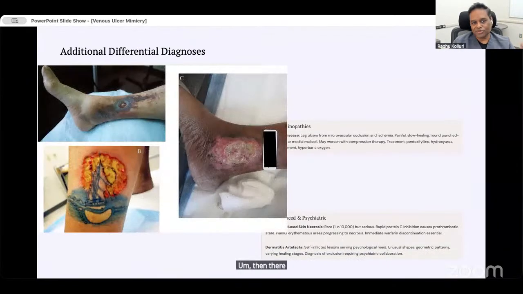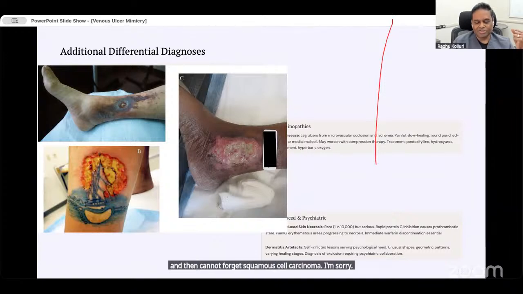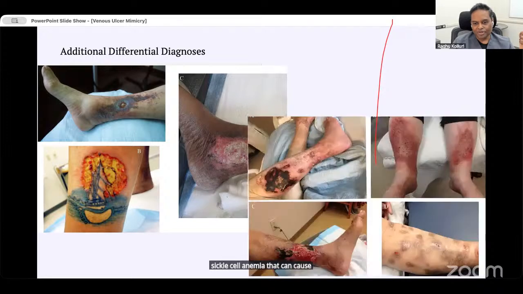Then there are chemical induced ulcers like brown recluse spider. This is tattoo related. And then cannot forget squamous cell carcinoma. I'm sorry, sickle cell anemia that can cause it too. And then some psychiatric things where this is chronic itch-scratch cycle, NLD, which has the candle flame-like appearance in diabetics, the calciphylaxis, and warfarin skin necrosis.